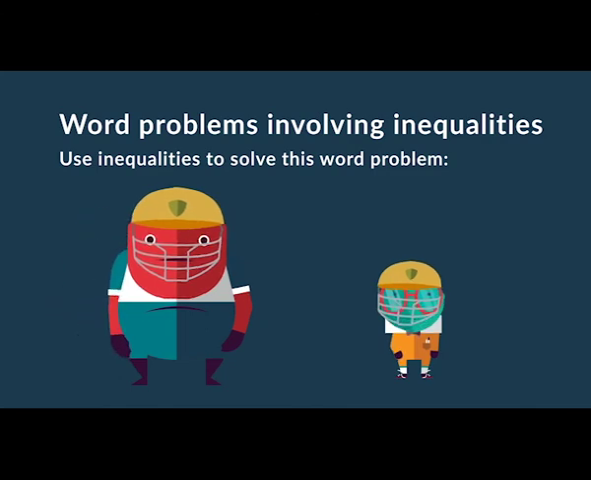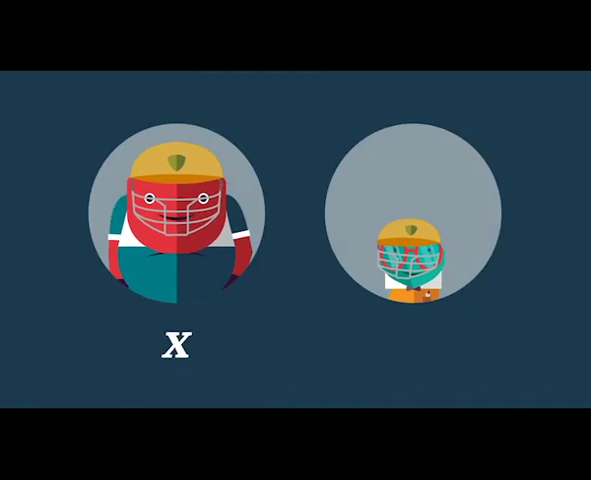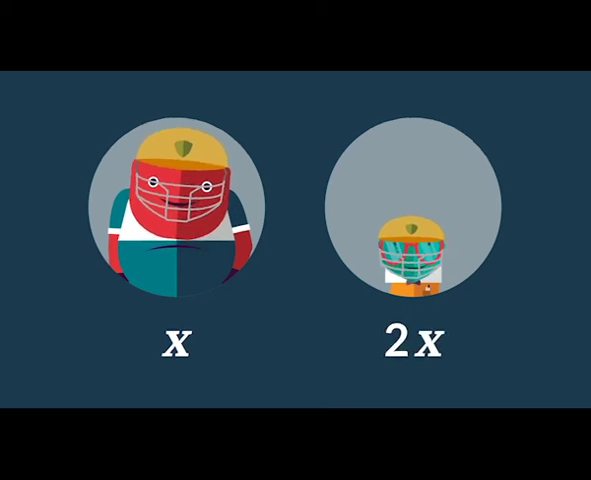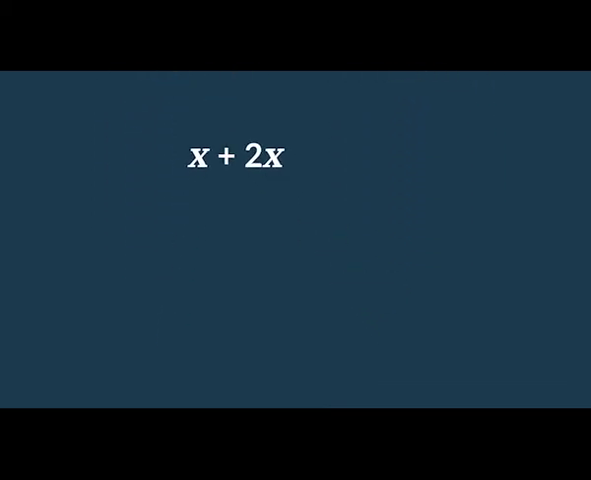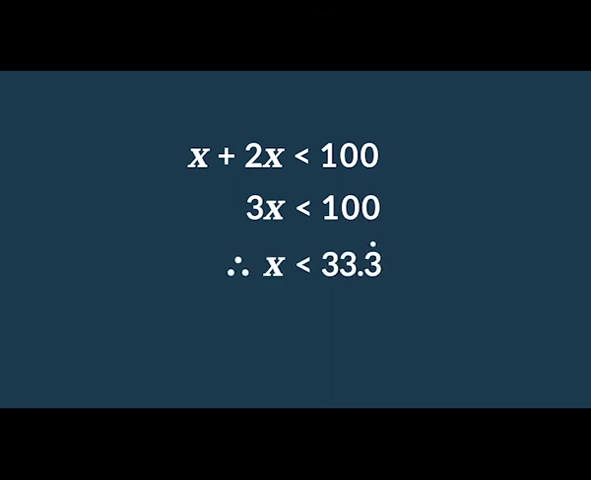The trick here is to write the correct inequality to show the situation. Let x represent the solution to the problem, which is the possible number of runs that James made. Fidel scored twice as many runs as James, so they scored x plus 2x together. And we know that their total is less than 100. So 3x is less than 100, and therefore x is less than 33.3 recurring. Runs, however, are always whole numbers. So the solution is x is less than or equal to 33.